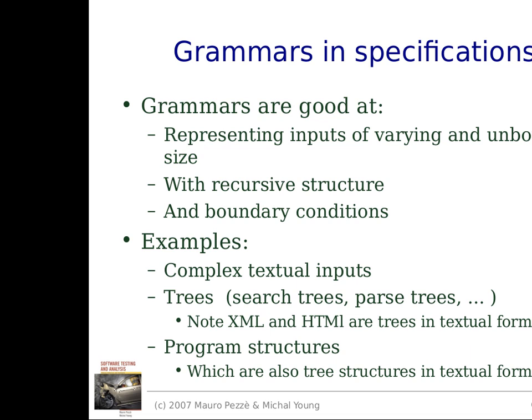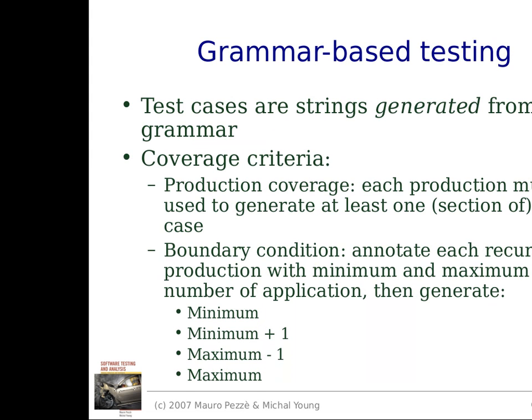Here are some more examples. Complex textual inputs. Okay, that's a little generic. Trees, search trees, sparse trees, very good. For example, XML is a good one, or HTML. Program structures, which are essentially very complex textual inputs. So test cases are usually strings generated from your grammar. Coverage is either the production coverage or a boundary condition, annotating each recursive production with a minimum and maximum number of applications, and then generating the next one as well.